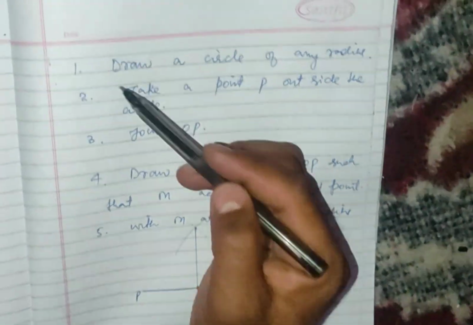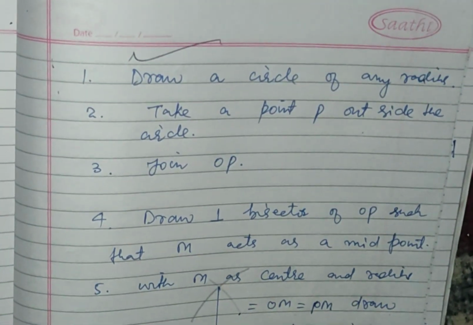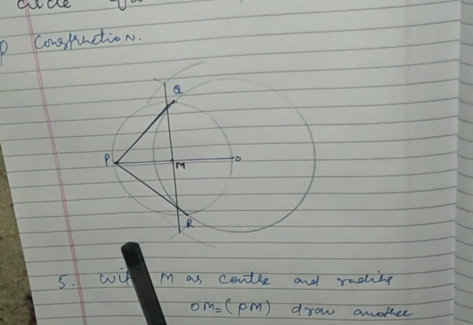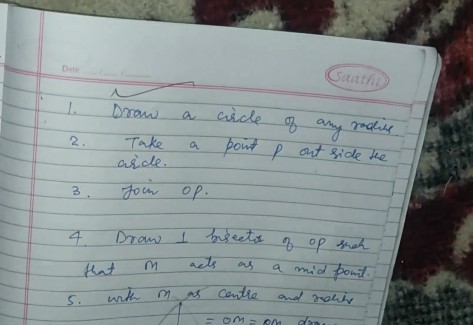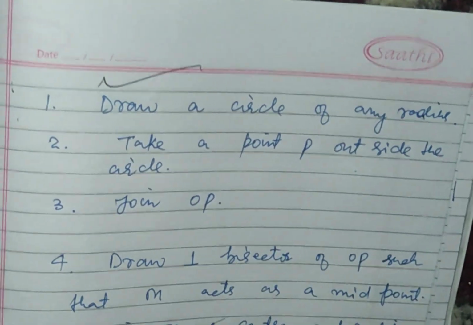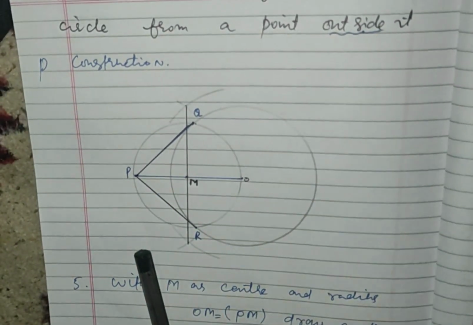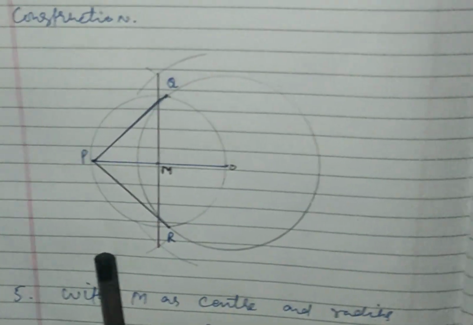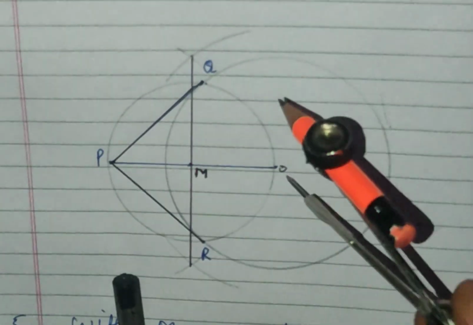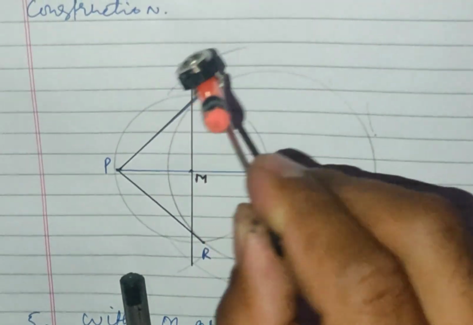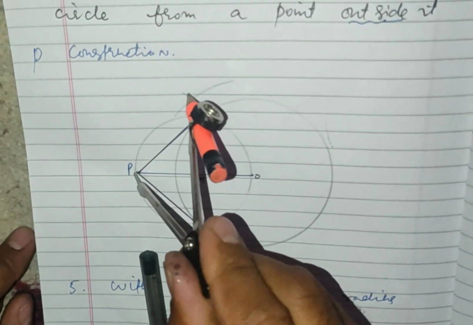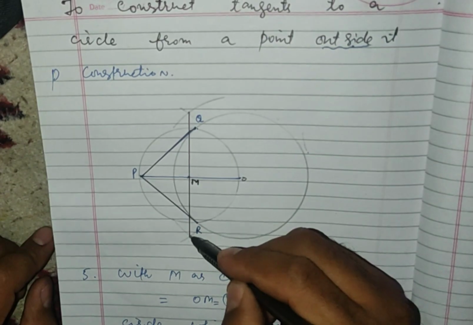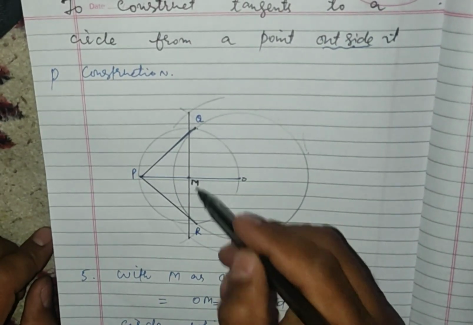So first step is that we have to draw a circle of any radius. With O as center and a convenient radius, we draw a circle. Second is that take a point P outside the circle. Then we joined OP. Then we drew the perpendicular bisector on it like this. With O as center, we drew an arc here and another, then with P we drew an arc here and another, and they are joining here and here. We join this line and M acts as a midpoint.